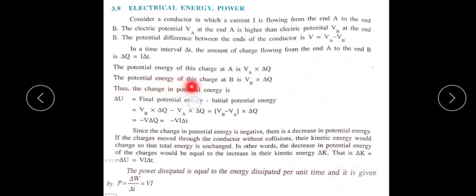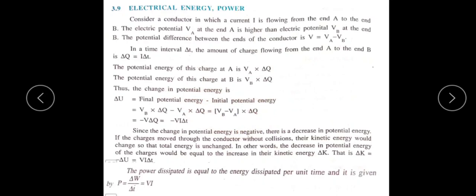The potential energy of this charge at B is Vb into delta q. Thus, the change in potential energy is the final potential energy minus the initial potential energy. Then the change in potential energy is equal to Vb into delta q minus Va into delta q. Delta q is a common term, so keep it outside. The remaining term is Vb minus Va, so it is (Vb minus Va) into delta q.